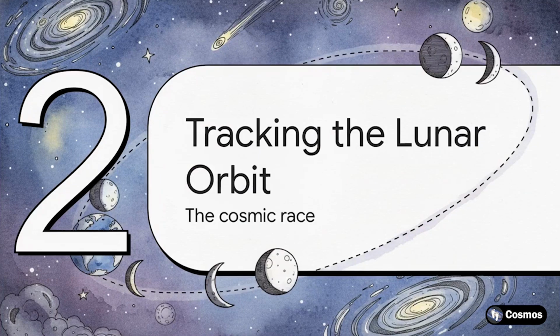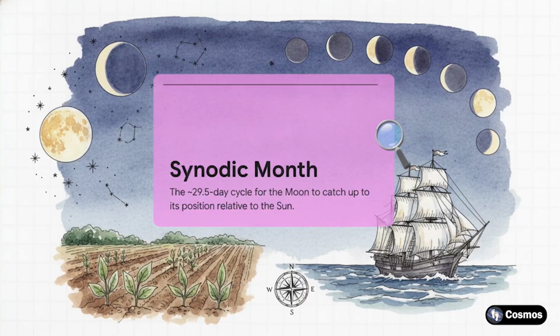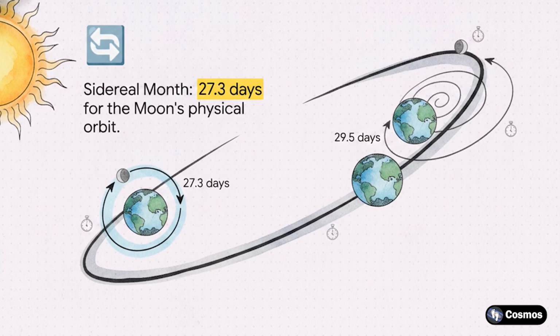Moving on to Section 2, tracking the lunar orbit, the cosmic race. To really understand this cosmic race, we need to look at something called the Synodic Month. Basically, this is the roughly 29.5 days cycle it takes for the moon to go from one specific phase, like a new moon, all the way back to that exact same phase. For millennia, humanity has relied on this very specific, incredibly predictable rhythm. We've used it to dictate our calendars, guide agricultural harvests, and even help early ocean explorers figure out how to navigate.